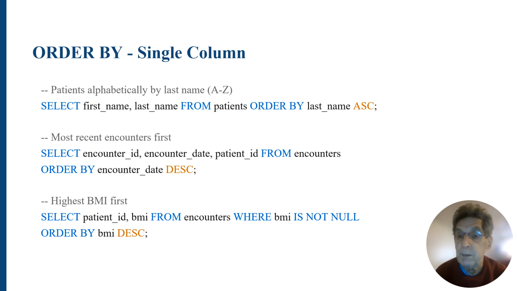Let's look at the third example. Ranking patients by BMI from highest to lowest. We're selecting from encounters where BMI is not null, filtering out the rows with missing BMI data, and then order by BMI descending. The patients with the highest BMI will therefore appear first. Notice in this third example, it combines the where and order by, and that's completely normal. That's very common. You filter to the rows that you want, and then you sort the rows for your report.